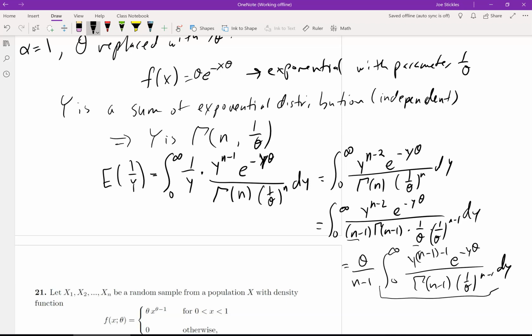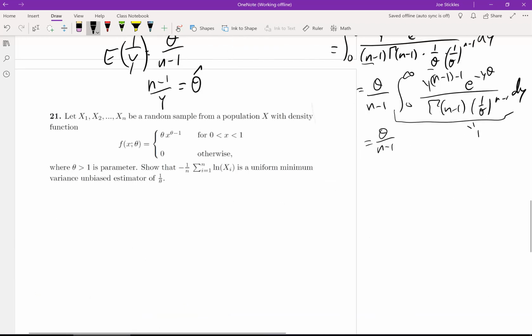This is now a PDF. I'm integrating a PDF of a gamma distribution with n minus 1 for my alpha and 1 over theta for my theta. So this is going to equal 1. So I just get theta over n minus 1. So your expected value of 1 over y is theta over n minus 1. So I can use n minus 1 over y as my theta hat. And that's my unbiased estimator for theta. And since it's based on a sufficient statistic, this is a one-to-one function of a sufficient statistic. Y was sufficient. We get that this is a minimum variance unbiased estimator in this particular case.